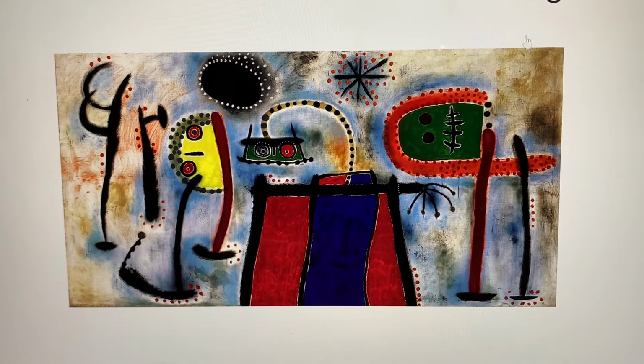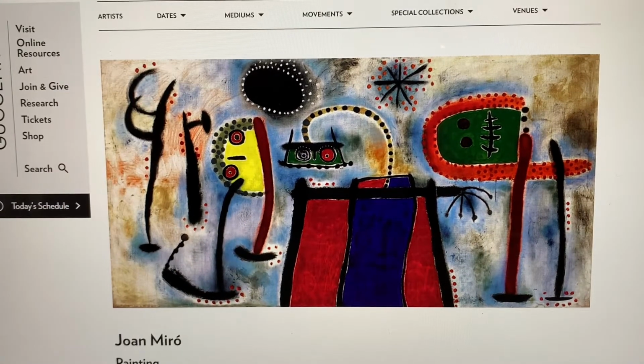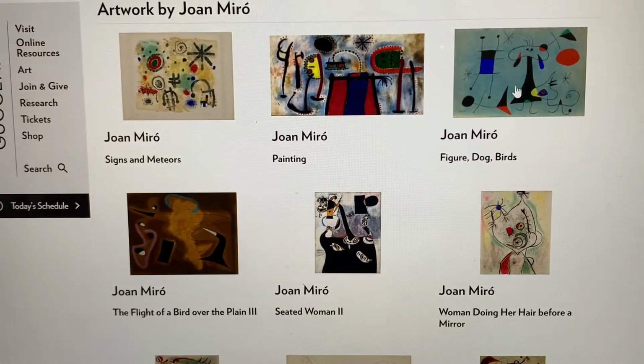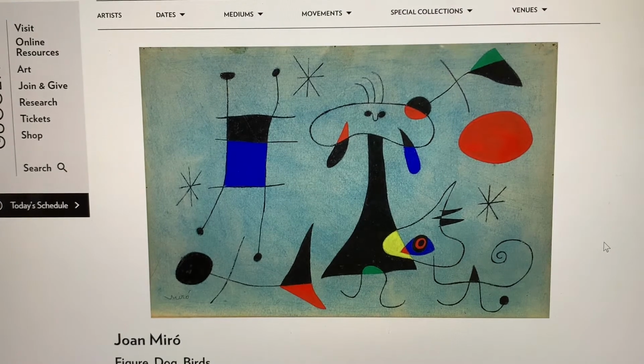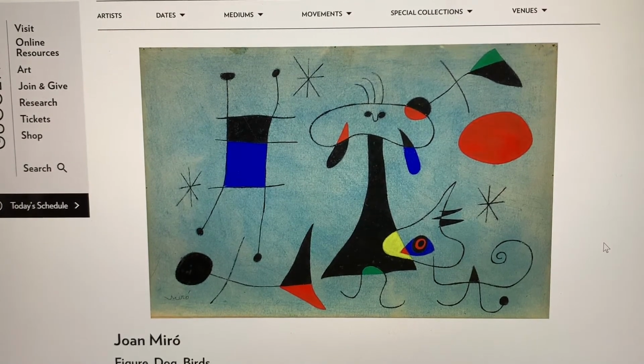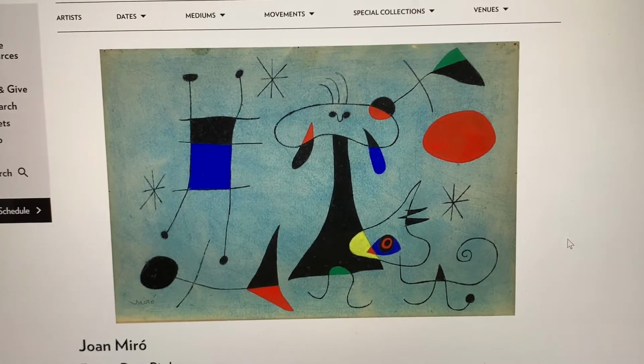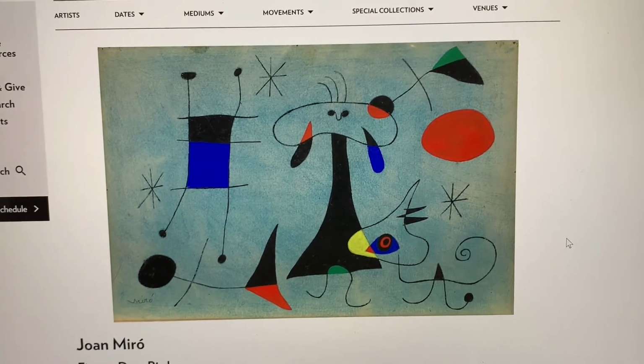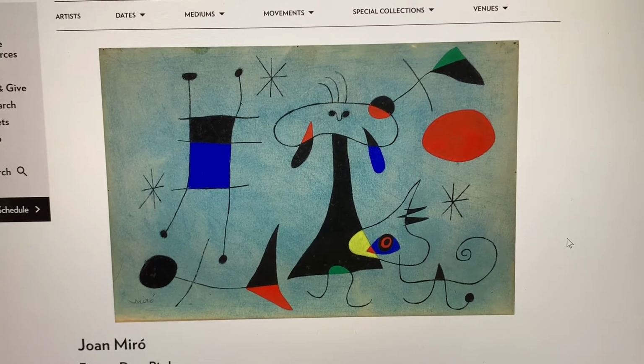Okay, I'm going to show you one more today. The other Joan Miro painting that I want to show you is this one right here. This one is called Figure, Dog, Birds. Now that title gives us something to go on. Let's see if we can find the dog first. Let's see. Can you point to the dog?